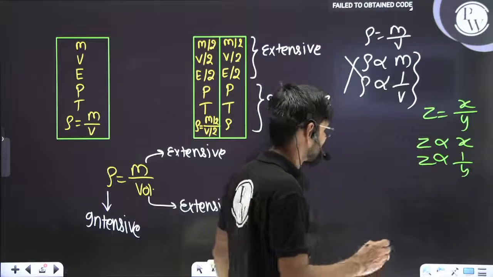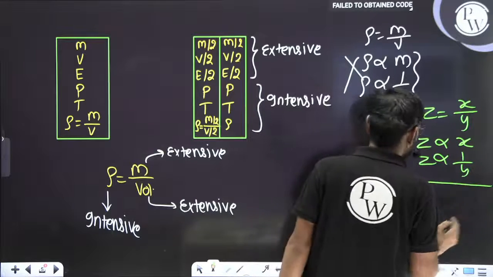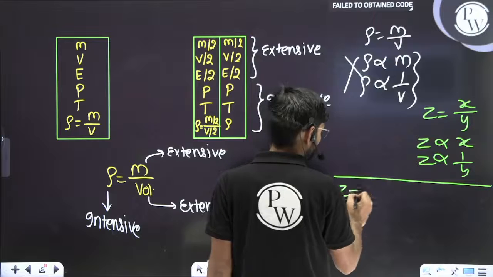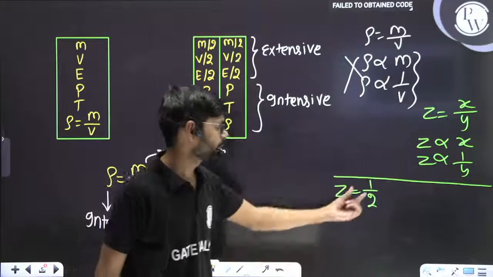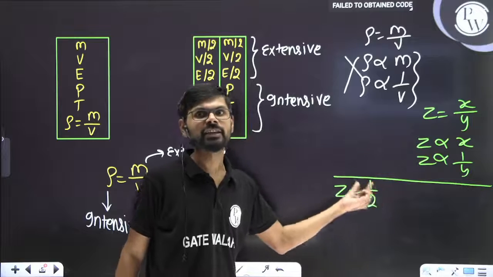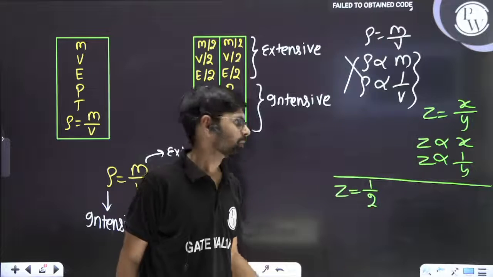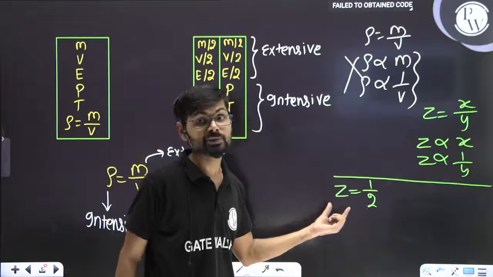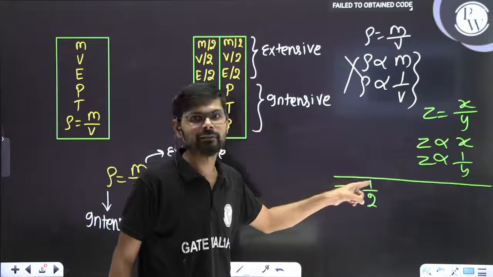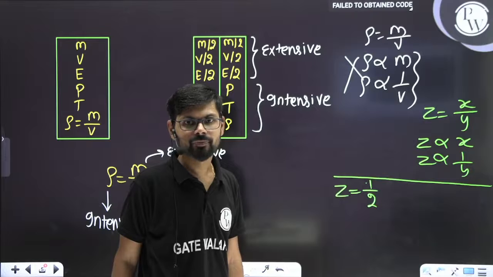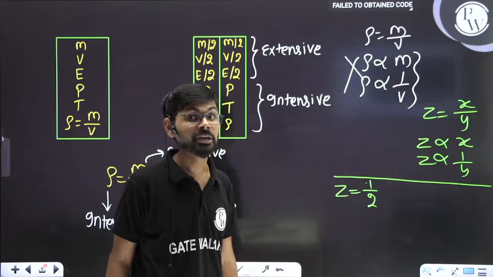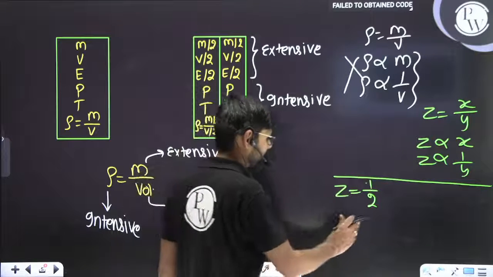Let me give you one example. Let's say z value is 1 by 2. Now, if we increase the numerator value, then z value will also increase. It seems like that. If I increase the numerator value, then z value will increase. It seems like that, but it may not be true.